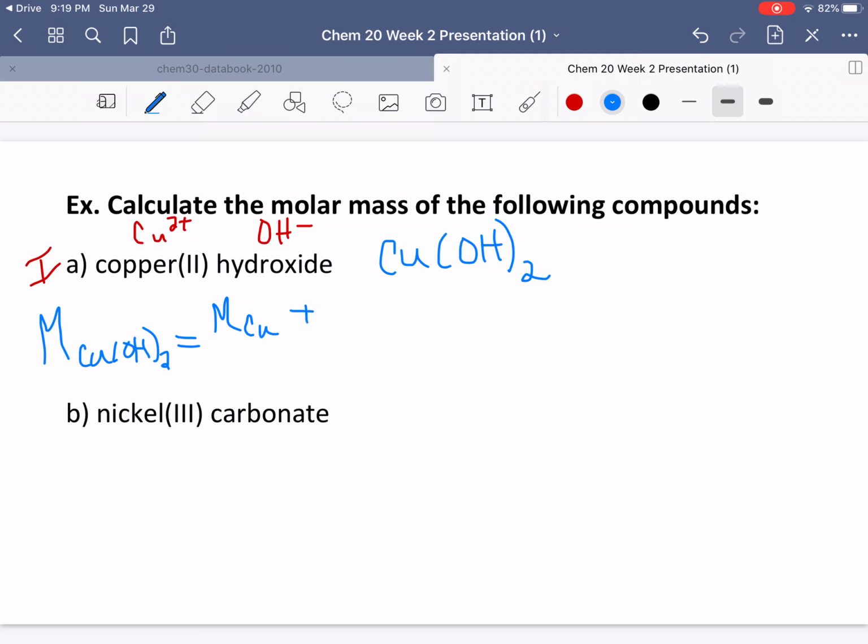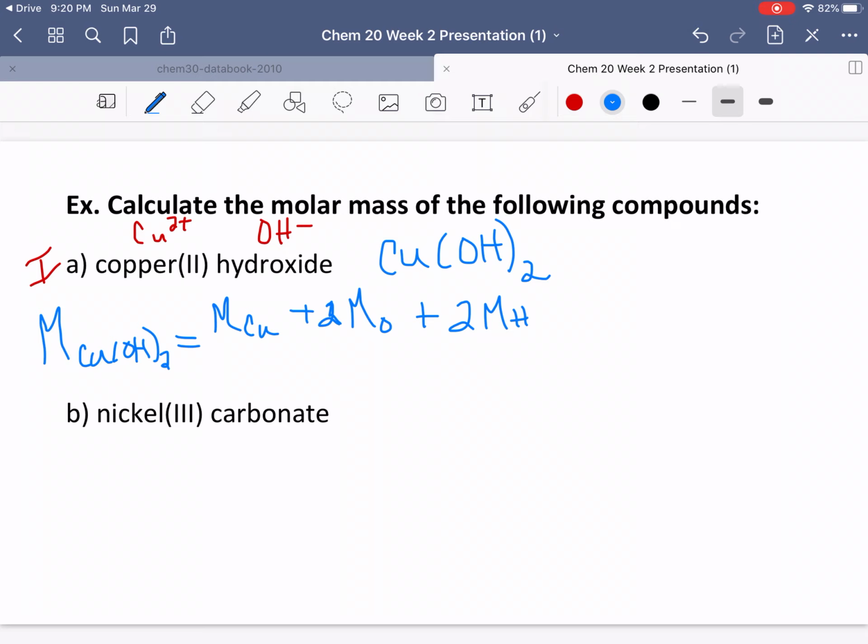Add it to, now notice with oxygens, they're in the brackets, there'll be 2 of them. So we're going to have 2 times the molar mass of oxygen. Plus, and again, we've got 2 hydrogens, so 2 times the molar mass of hydrogen. Now we need to actually start plugging in some values.